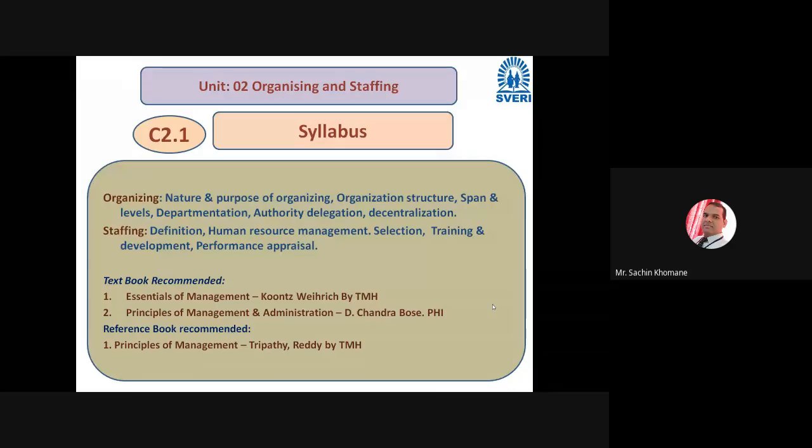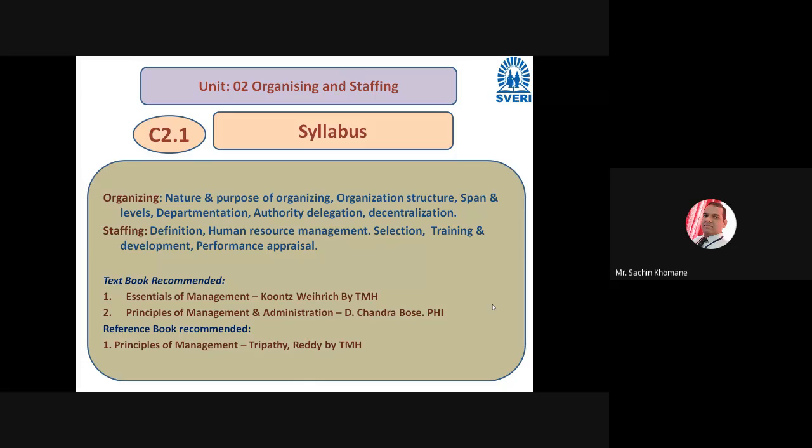In the organizing part, we have to see the nature and purpose of organizing, like we have seen the nature and purpose of management in the previous chapter. So the same thing we have to see here, the nature and purpose of organizing, or characteristics of organizing. We understood the meaning of organizing: distributing, grouping the tasks, assigning the duties is nothing but organizing. Then the second part is the purpose of organizing. Why is organizing important? That significance we have to see.